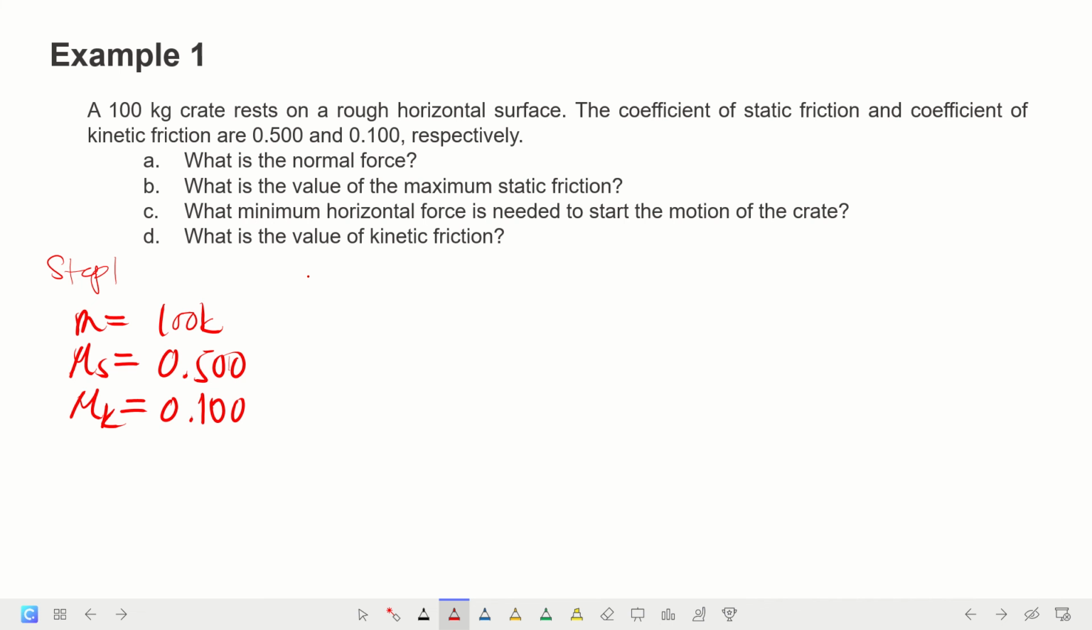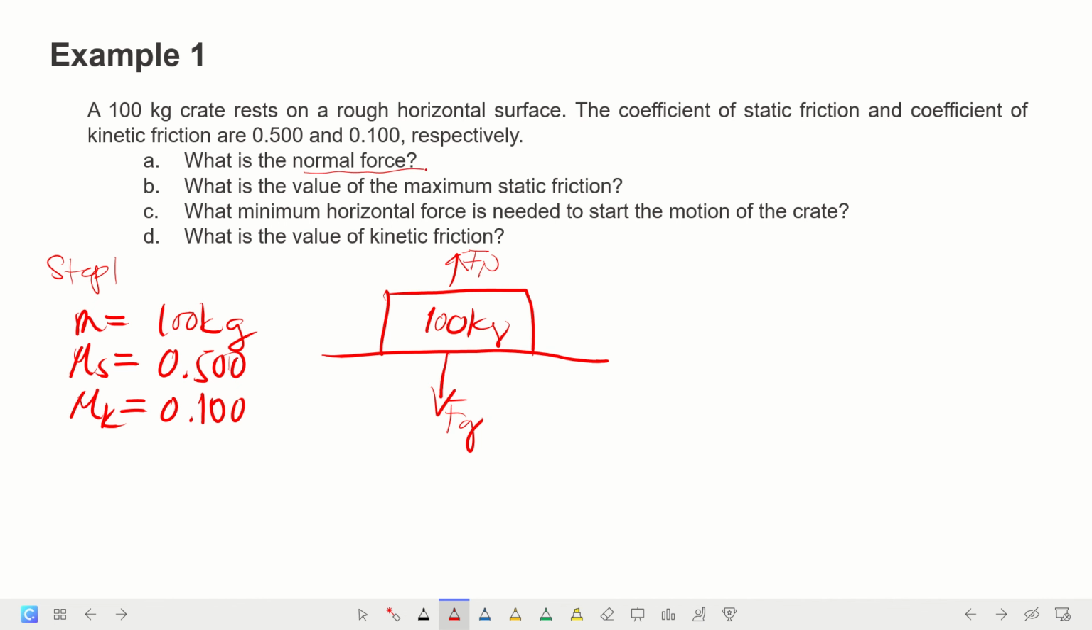So, letter A, what is the normal force? Let us first draw our free body diagram before we answer these problems. We have here our 100 kilogram mass. Ang gusto nating malaman, what is the normal force? The 100 kilogram mass will be acted upon by the force due to gravity and by another force, which is the normal force. We want to know the value of the normal force.